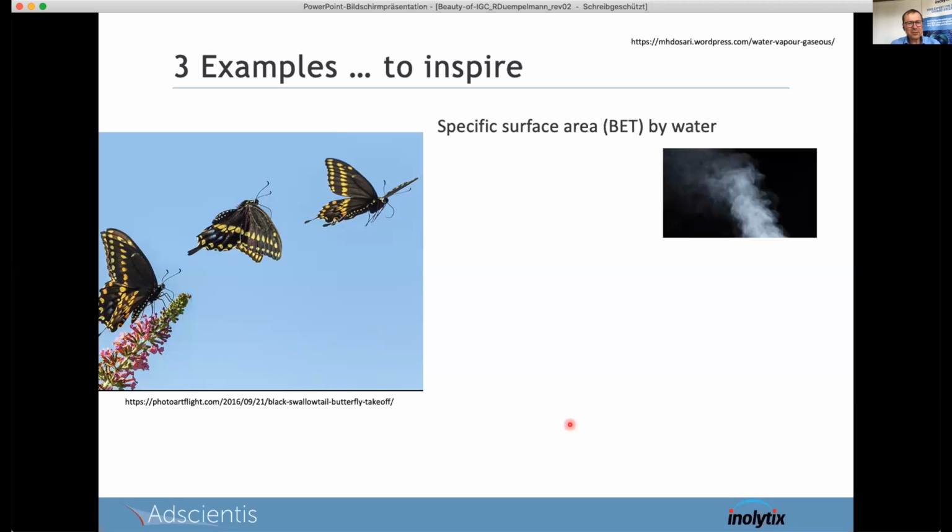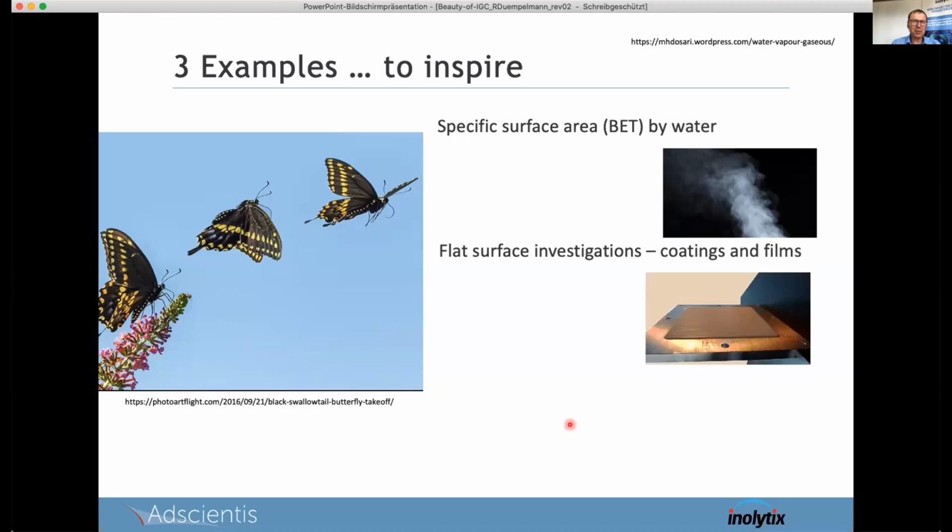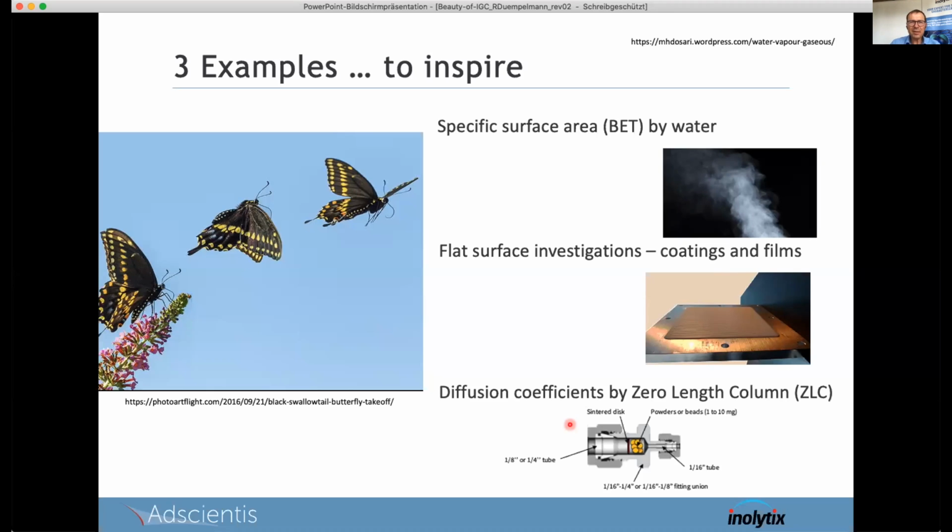One is BET surface measurement, specific surface measurement with water vapor. Of course, during my PhD studies I used liquid nitrogen conditions, and I found that with water, it's really something special. Another thing is I would like to go a little bit more into flat surface investigation. And third, something which has not been mentioned today, but I found quite interesting because it uses the same equipment, is diffusion coefficient measurements.